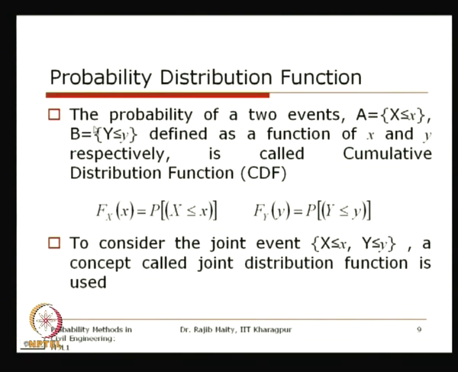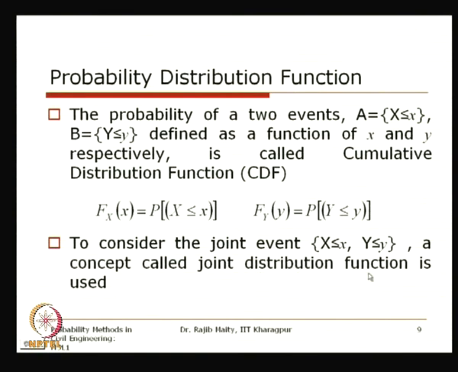Here, the probability of two events, A equals X less than or equal to x and B equals Y less than or equal to y, defined as a function of x and y respectively, is called the cumulative distribution function, CDF. This is for a single random variable if we consider them separately. To consider the joint event, when we talk about the joint probability distribution, the concept of X less than or equal to x and Y less than or equal to y is called the joint distribution function.